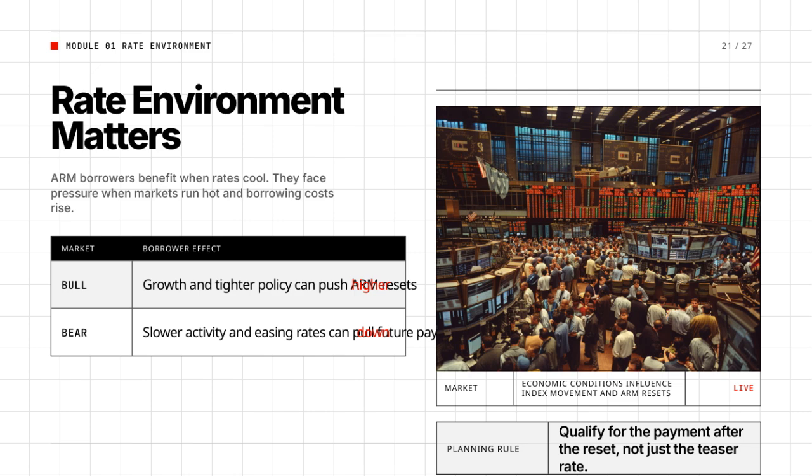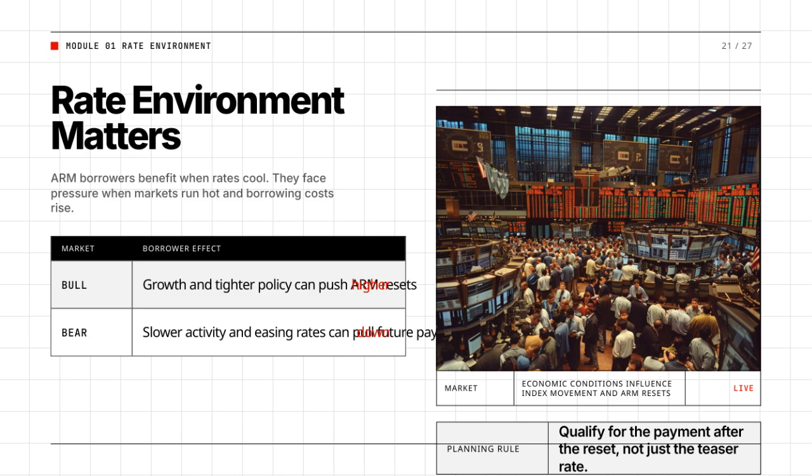Let's talk about the rate environment and why it matters, especially for ARM borrowers. When interest rates cool down, borrowers with adjustable rate mortgages tend to benefit because their payments can decrease as rates drop. On the flip side, when the market is hot and borrowing costs rise, these borrowers face increased pressure as their payments reset higher. In a bull market, characterized by growth and tighter monetary policy, we typically see ARM resets pushing payments upward. This means borrowers need to be prepared for potentially higher costs.